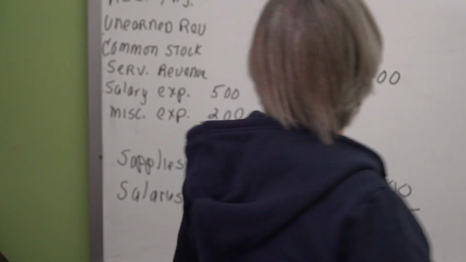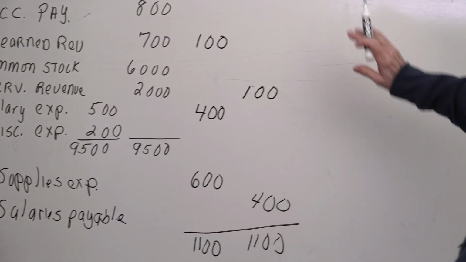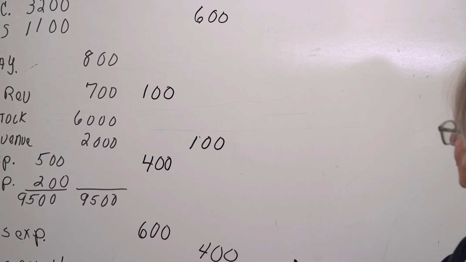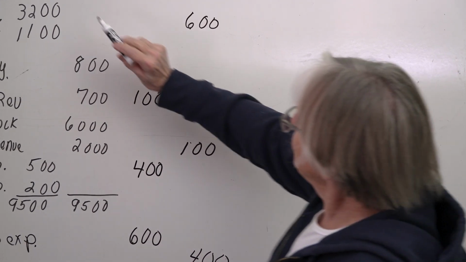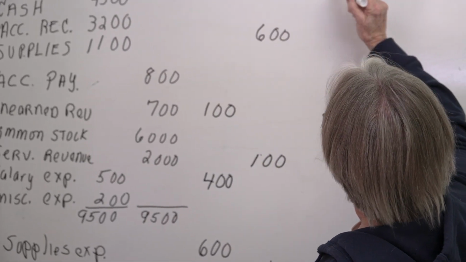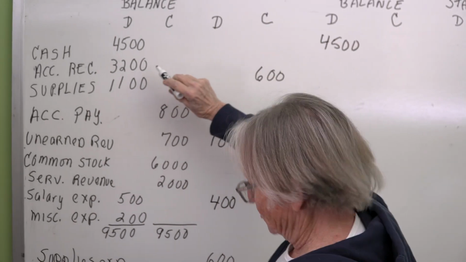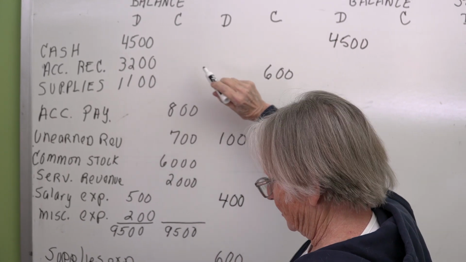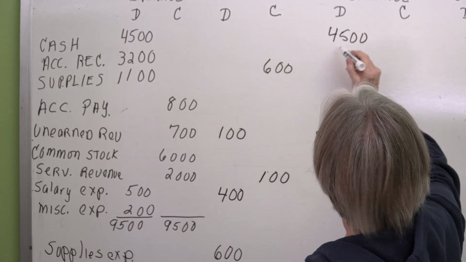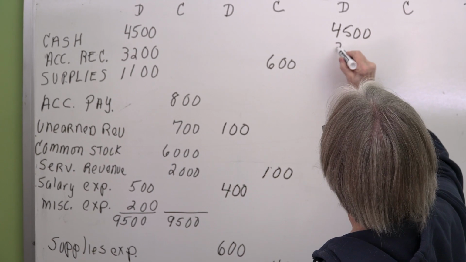Now, our next step is we're going to add and subtract across and get all the accounts adjusted. So there were no changes to cash, debit balance account, so that just comes across as 4,500. There were no changes in this problem to accounts receivable, so that also comes across right here.